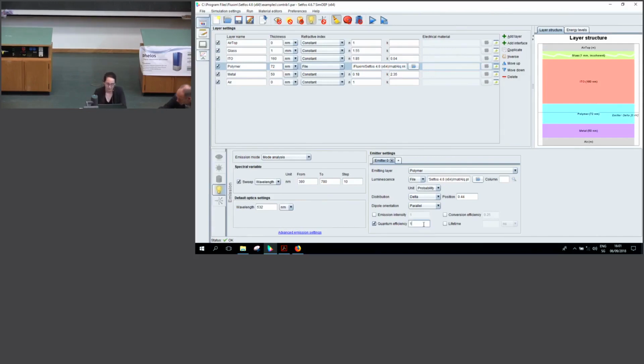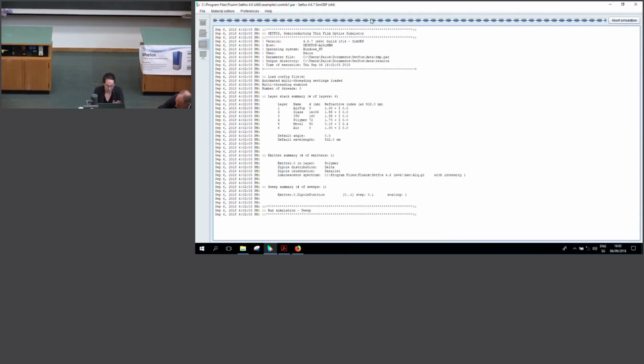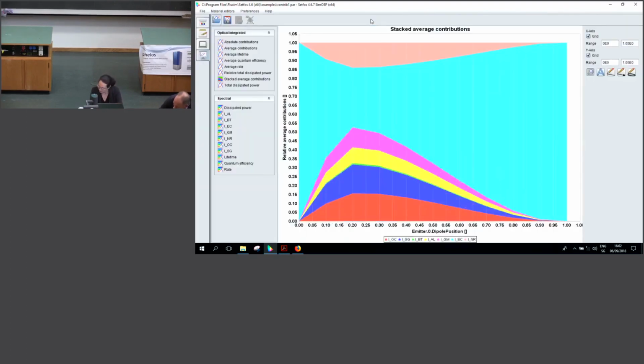Okay, so this is now for a quantum efficiency of 1. And things change slightly if you change this quantum efficiency. So we change it now to 0.75. As a first estimate, you could use the quantum efficiency that you get from quantum yield measurements. And you see that we now have also so-called non-radiative losses. This is just what you lose because you don't have a quantum efficiency of 1. But the peak, so the best position, would still be around 0.2 away from the anode.